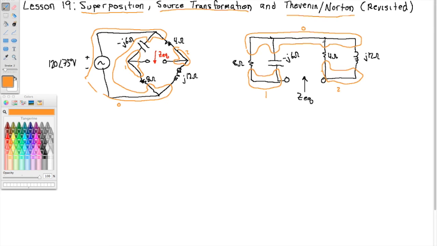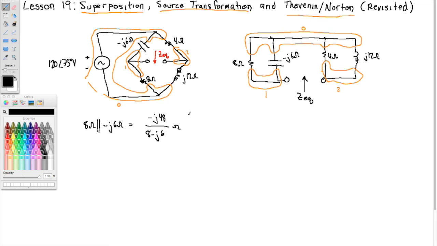So yes, this is indeed the same circuit, just rearranged a little bit differently. Now, observe, you can clearly see that the capacitor and the 8 ohm resistor are in parallel. So we've got 8 ohms in parallel with minus J6 ohms. We can do the product over the sum, which gives me minus J48 over 8 minus J6 ohms.